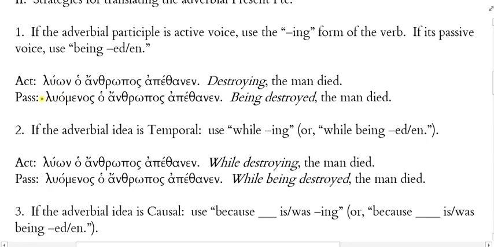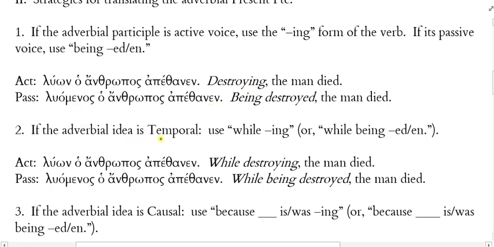Next, we have the passive form. Luomenos, everybody, say that with me. Luomenos ho anthropos apethanen. So here's the passive form. So being destroyed, the man died. That makes more sense, doesn't it? Although Samson, it could have been said of him that he was destroying and dying at the same time, wasn't he? All right, look at number 2.